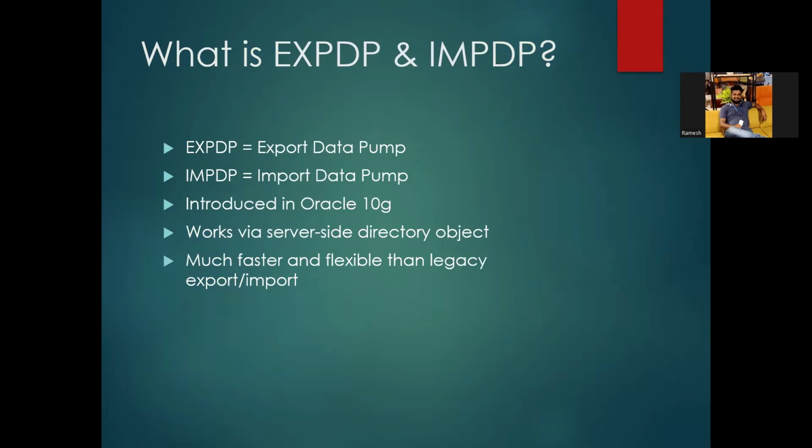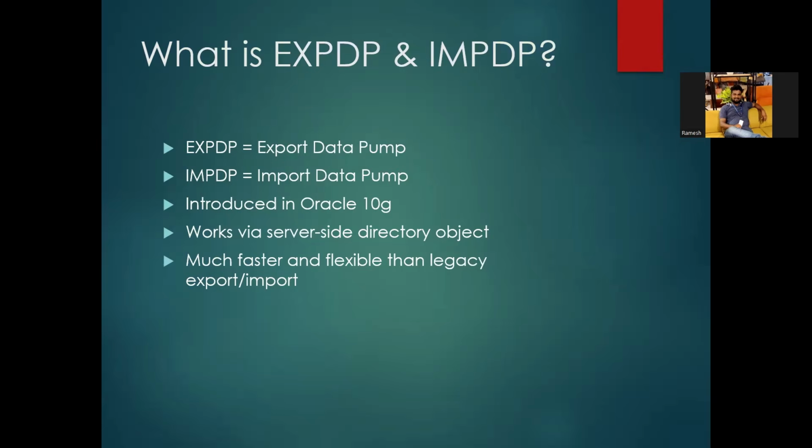These are the definitions of EXPDP and IMPDP. EXPDP is Export Data Pump and IMPDP is Import Data Pump. It was introduced in 10g, and after 10g everyone uses the EXPDP utility only. EXPDP and IMPDP work via server-side directory objects. It is much faster and more flexible than legacy.